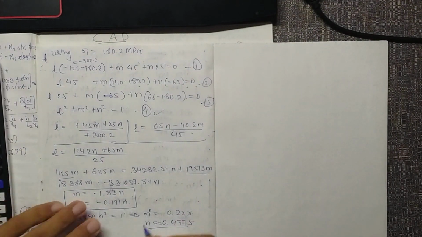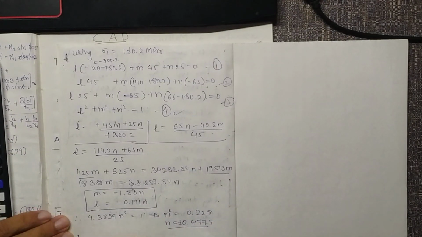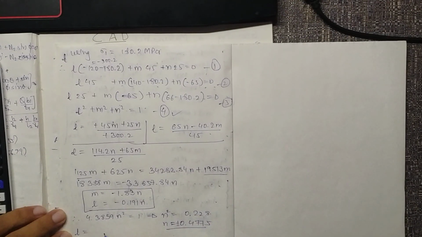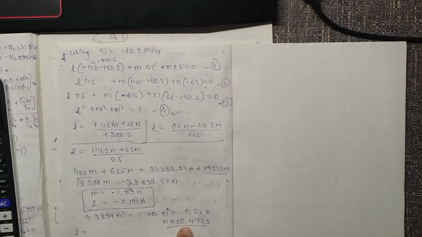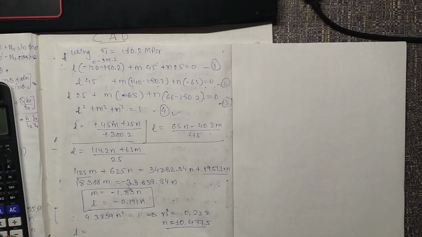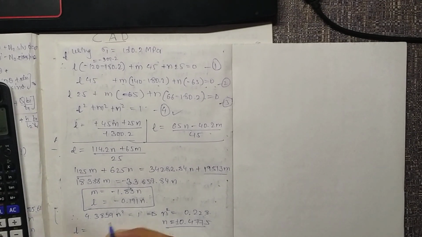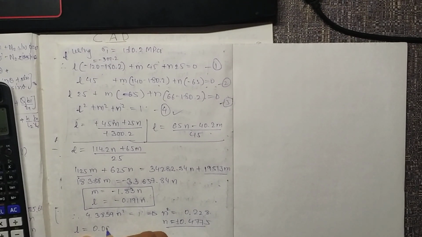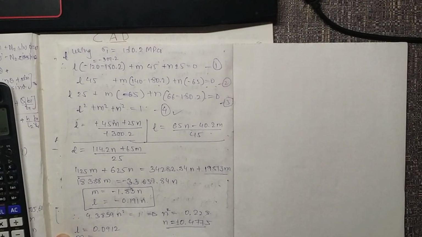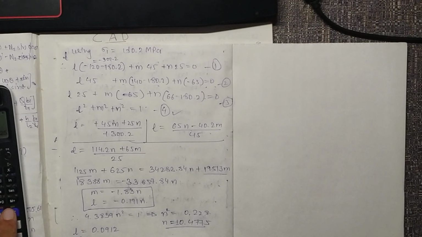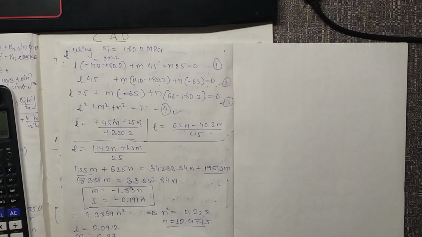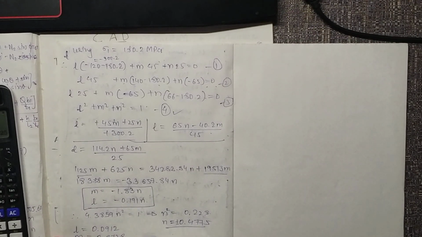Plus minus. And with respect to this, I will have L is equal to... so if I use minus, then L will be positive. I want L to be positive. It can be any combination, which is everything is correct. L is 0.0912. M is equal to minus 1.83, so 1.83 into 0.4775. This is 0.8738. And my N is this.